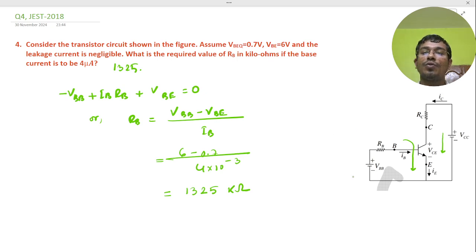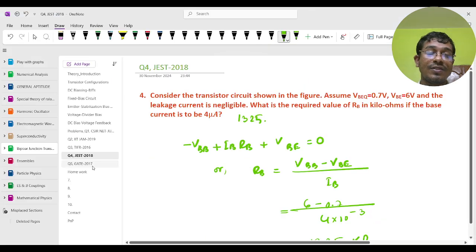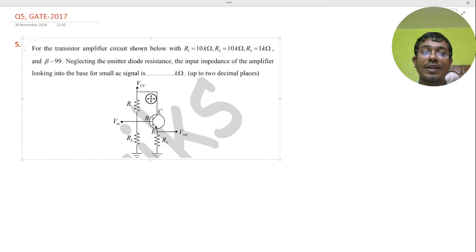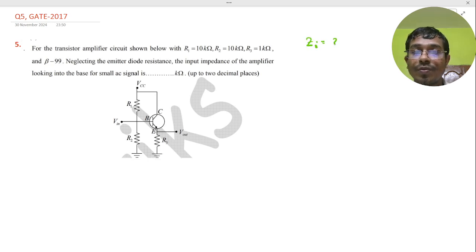Just apply KVL in the two meshes. We just do the mesh analysis in these loops. Final problem coming in GATE: for the transistor amplifier circuit shown below with R1 10 kilo ohm, R2 10 and R3 is 1, beta is 99, neglecting the emitter diode resistance, what would be the value of the input resistance of the amplifier looking into the base for small AC signal? Basically we just find here the ZI, the input resistance for small signal.